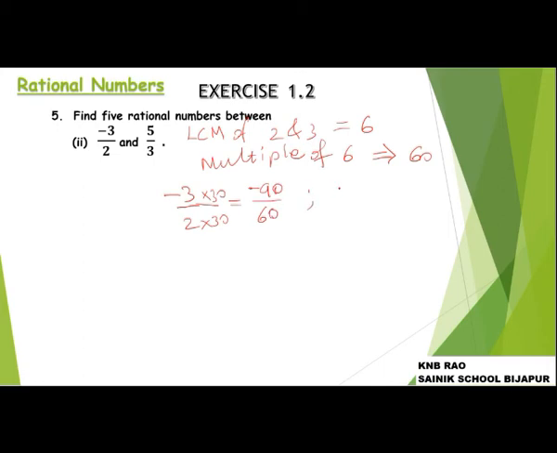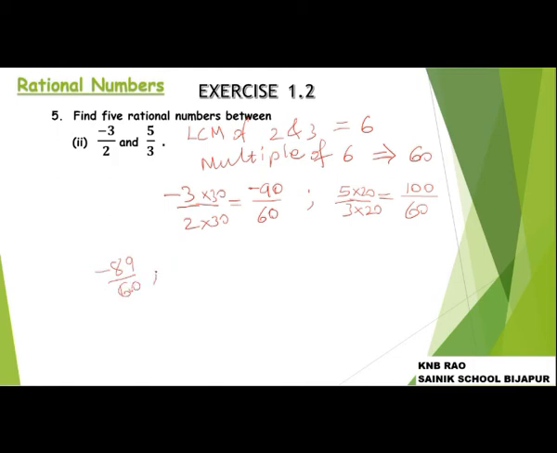Similarly, 5 by 3 with the denominator 60. If I am writing 3 in 60 for 20 times, multiplying both numerator and denominator by 20 gives 100 by 60.